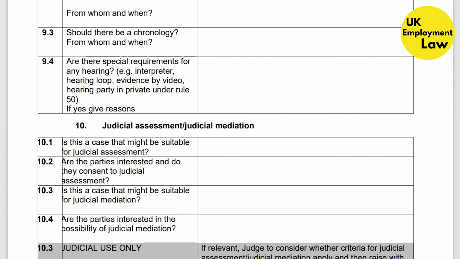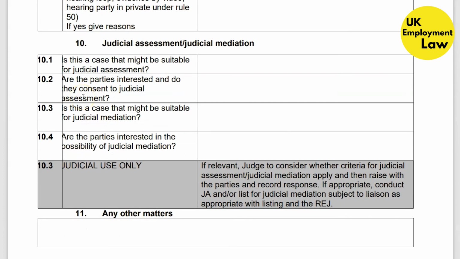Section 9.4, special requirements. If you require an interpreter or any reasonable adjustments, please write down here. For example, you may need regular breaks. And the penultimate section, judicial assessment, judicial mediation. Depending upon if you are interested in settling the matter, you may indicate accordingly. You can also check our section on alternative dispute resolution, that is in relation to how to settle cases and what is involved. There's also a template for Court 3 agreement.